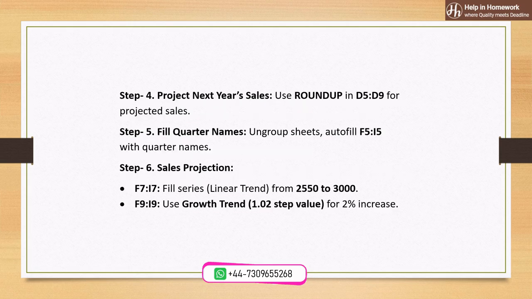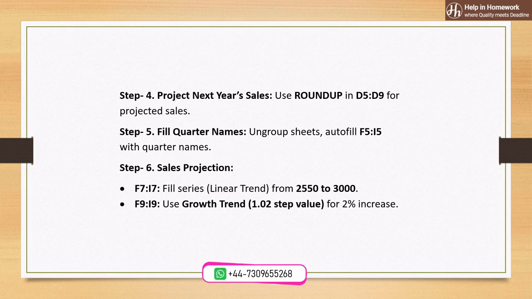Step 4. Project next year's sales, use ROUNDUP in D5, D9 for projected sales. Step 5. Fill quarter names, ungroup sheets, autofill F5, I5 with quarter names.